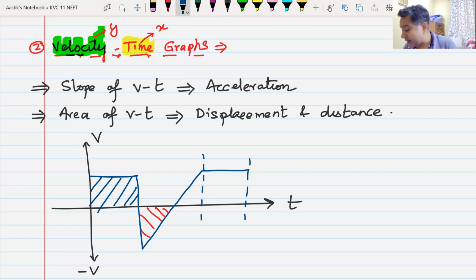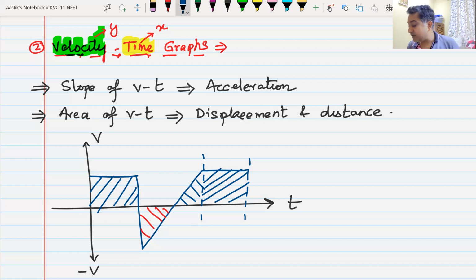If you don't know, I don't want you to remember it. What you can do is break it up into two. You can find out the area of this triangle, half base into height. You can find out the area of this rectangle, length into breadth. So you can find out the area of this entire diagram. From the area of this entire diagram, I can find out displacement as well as distance.